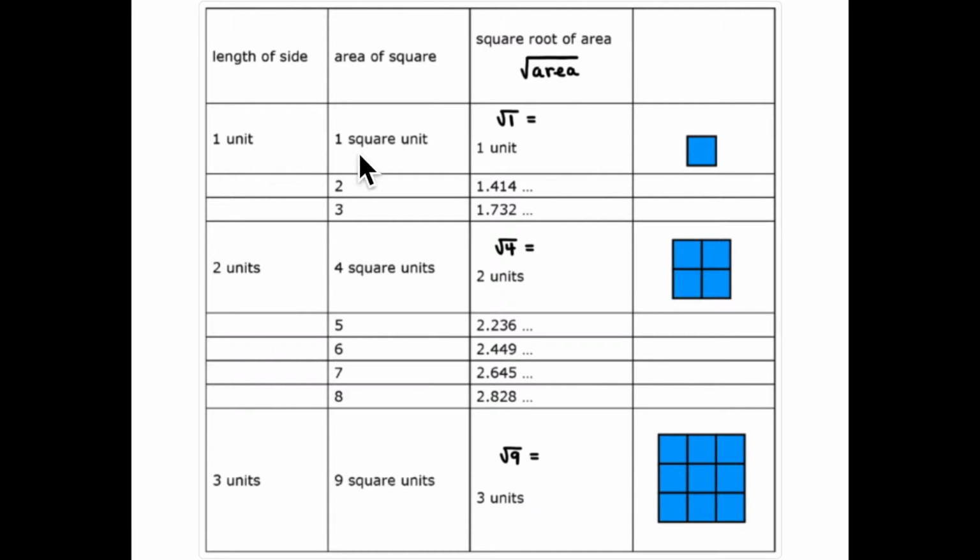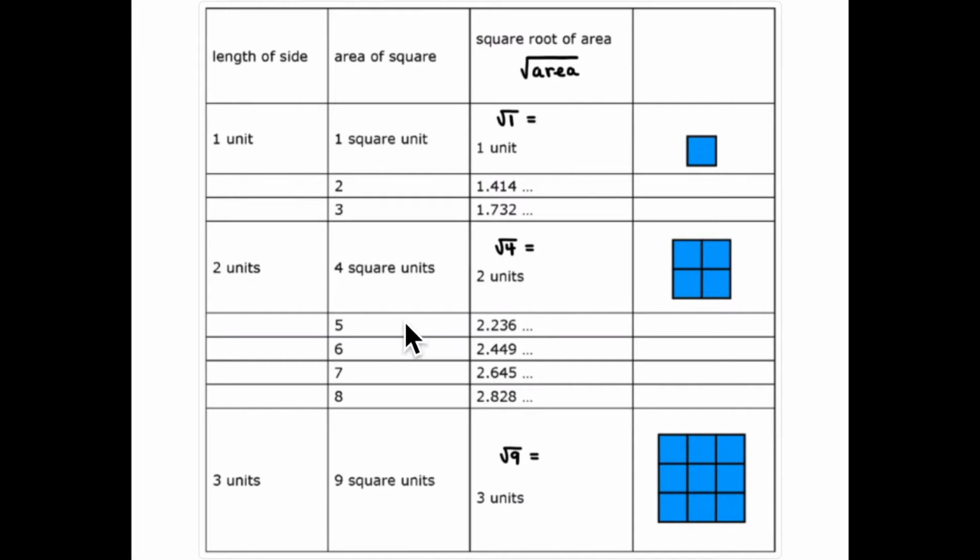Now what's going on with the areas in between 1 square unit and 4 square units? There has to be a square that has an area of 2 square units. So the length of that side is going to be the square root of 2, which is going to be somewhere between 1 unit long and 2 units long, because it's this square that's getting a little bit larger and a little bit larger until it has an area of 2 square units. So that length has to be somewhere between 1 unit and 2 units. It's the same with an area of 3 square units. The length of the side has to be somewhere between 1 unit and 2 units.